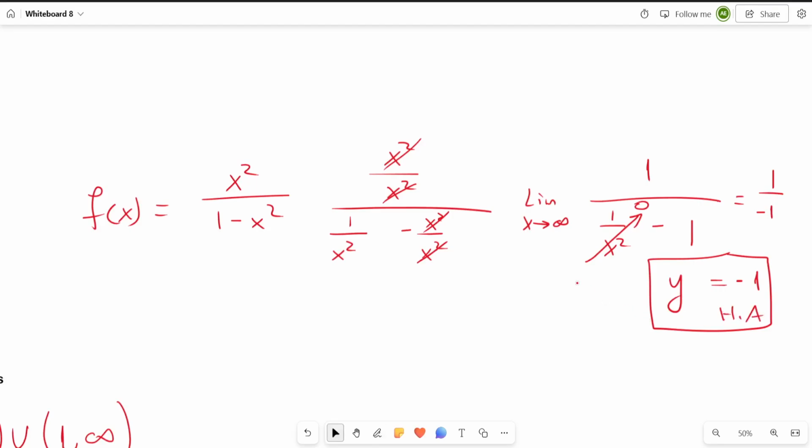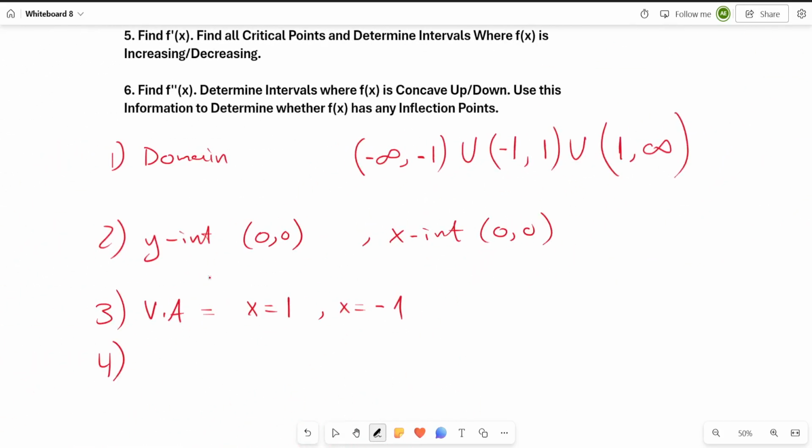I don't have any oblique asymptotes over here, and I did a video on how to differentiate between horizontal and oblique asymptotes, how to find oblique asymptotes, and so on. So over here I have my y equals minus 1. Let's actually write it: the horizontal asymptote is y equals minus 1. This is also like this.